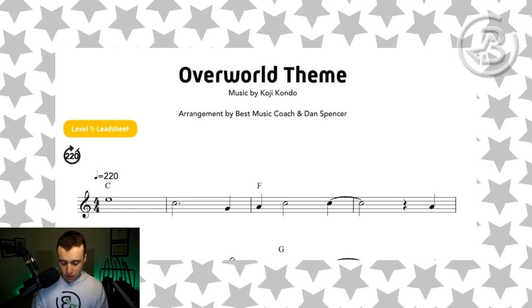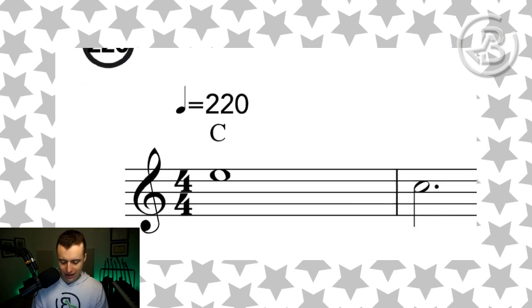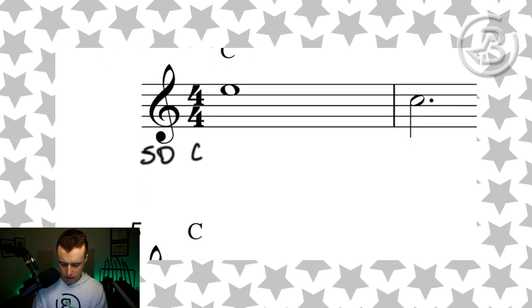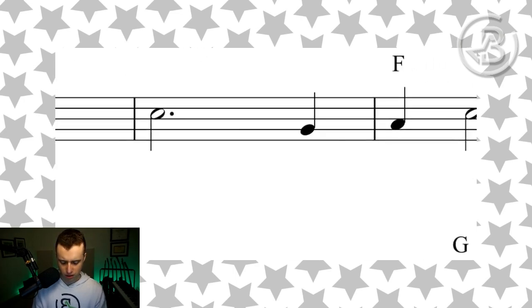So let's start by doing our scale degree analysis. Key of C major, and we start on scale degree 3. Then we have scale degree 1, scale degree 5.